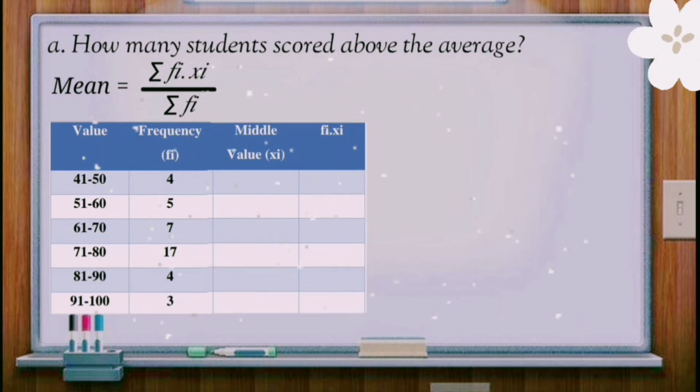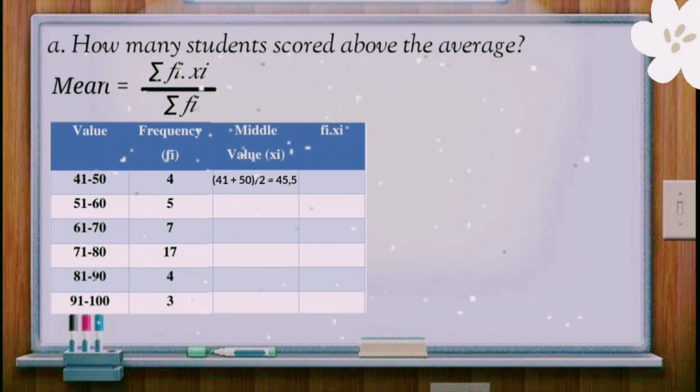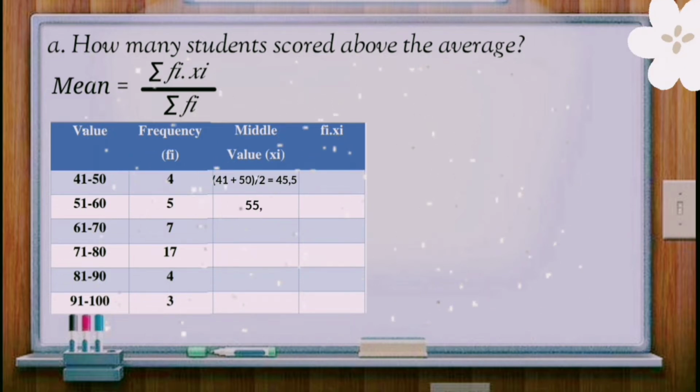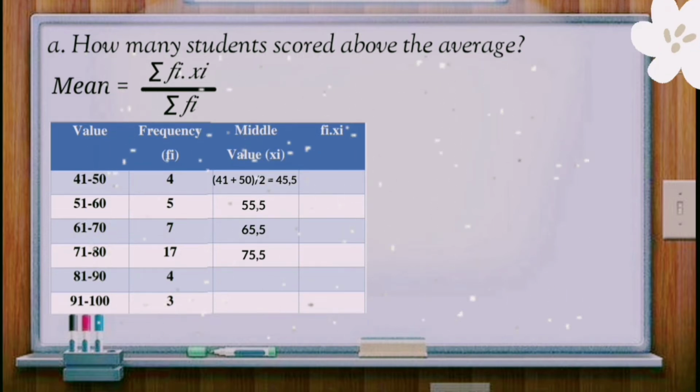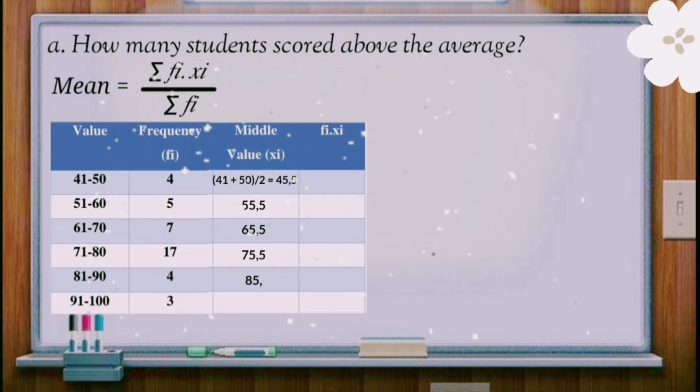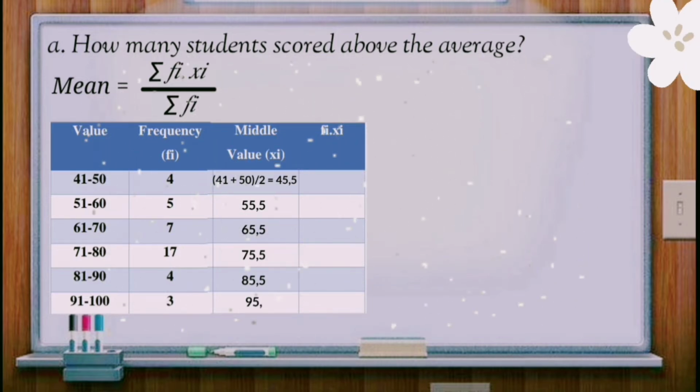For the first class, that is 41 plus 50 divided by 2 equals 45.5. For the second class, 51 plus 60 divided by 2 equals 55.5. In the same way, the middle value for the third class is 65.5, the fourth class is 75.5, the fifth class is 85.5, and the sixth class is 95.5.